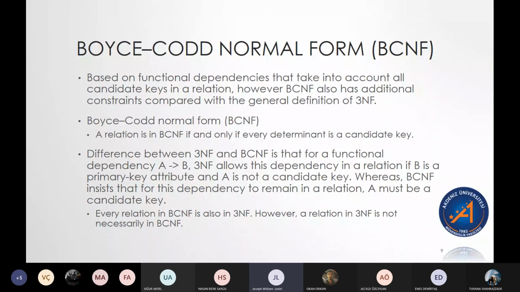All right. So Boyce-Codd, basically the idea is that in third normal form, we could have a situation where we have a functional dependency, A determines B. In third normal form, this could exist if B is one of the primary key's attributes and A is not a candidate key on its own. Okay, it's rare. This is not going to happen frequently.